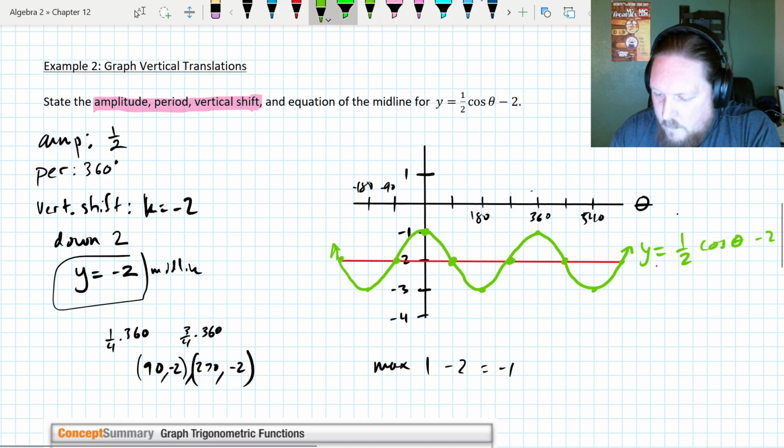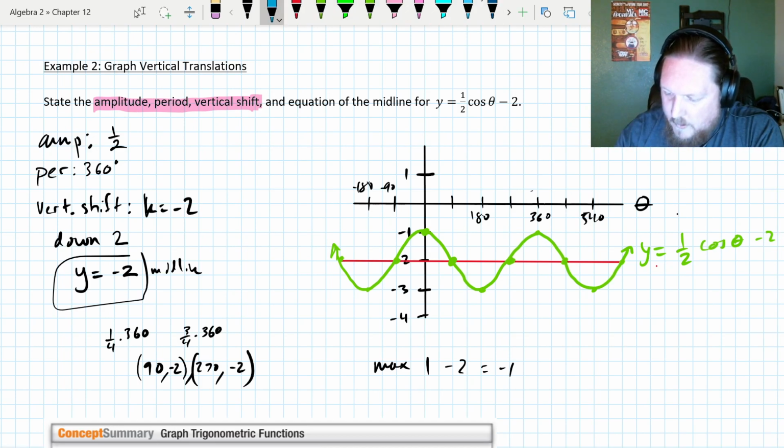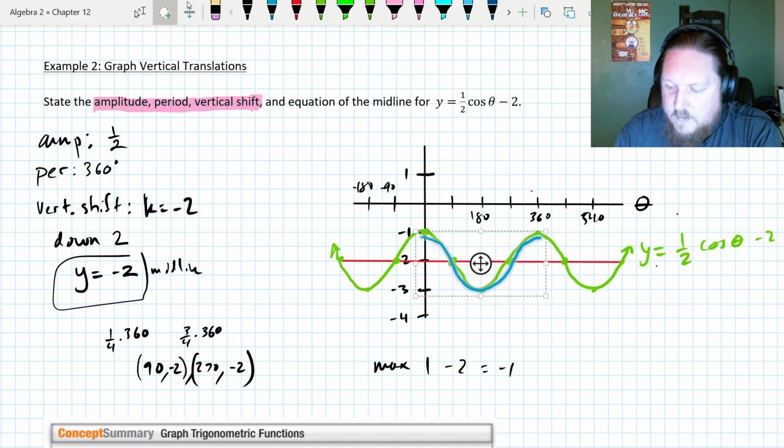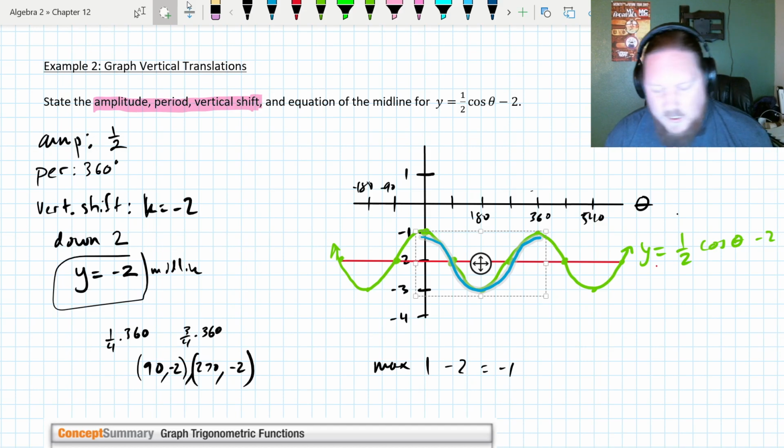Now, just like I did before, I'll do it real quick. For cosine, the graph normally looks like this, and if I grab it and I move it down 2 units, it fits right on top. Other than that, I'm drawing it by hand, so it's not perfect.